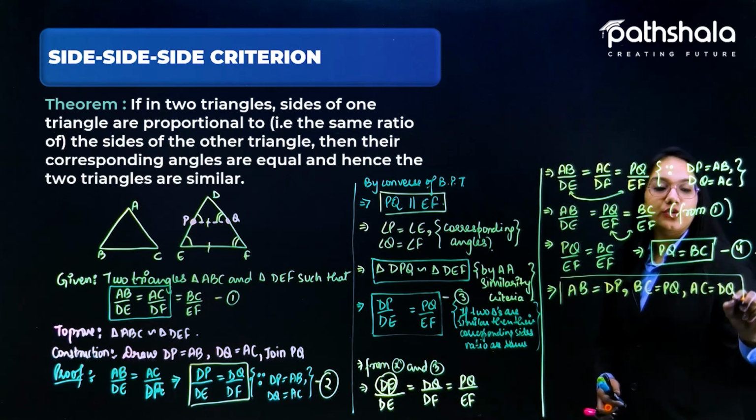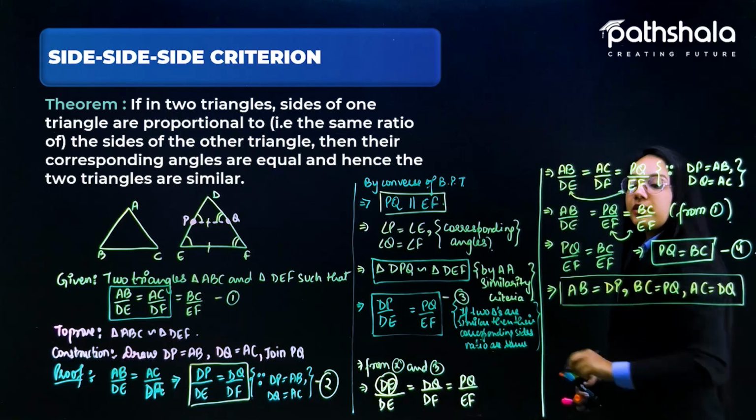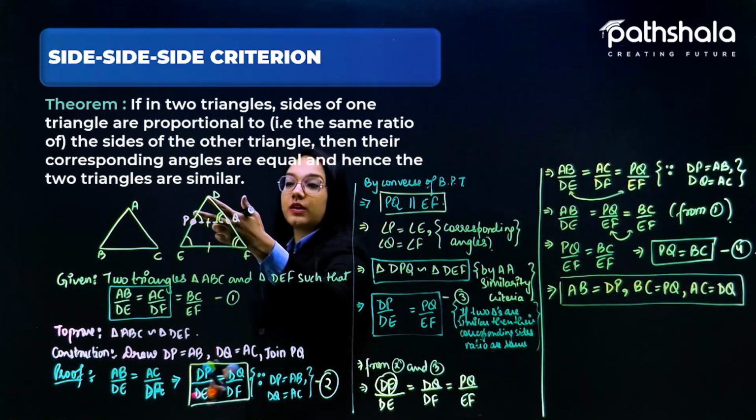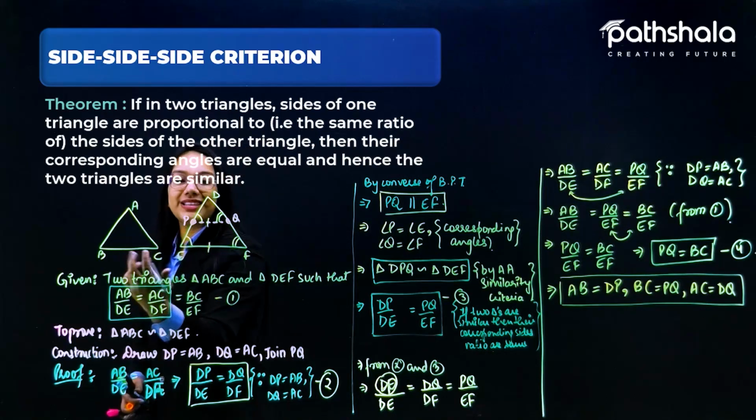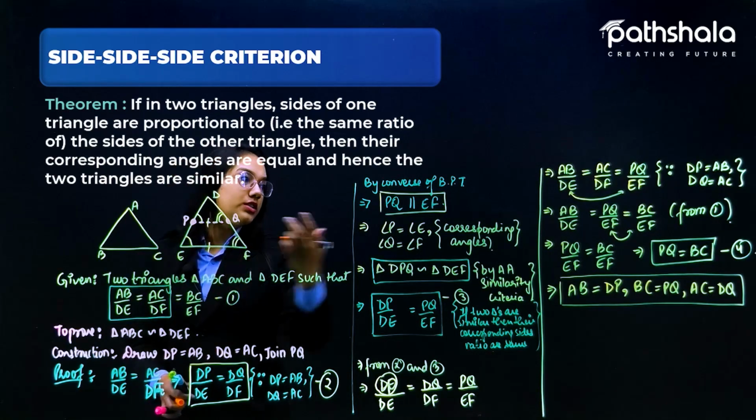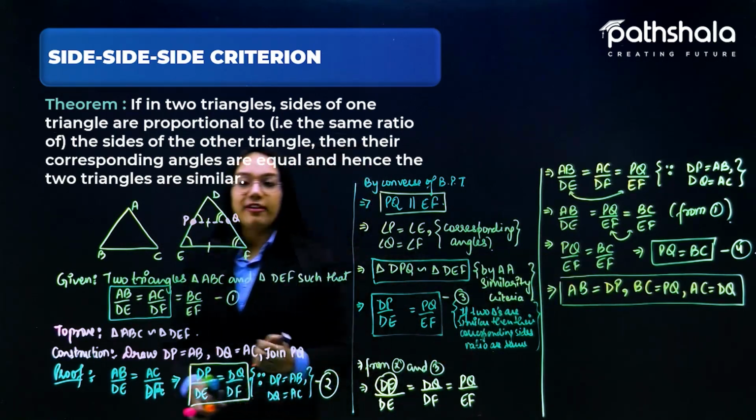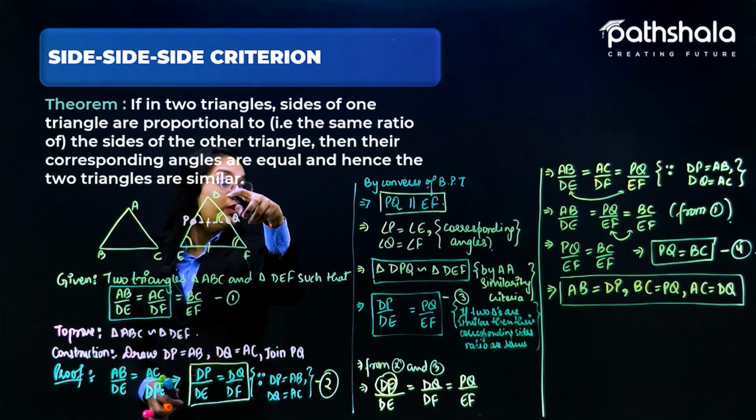All the sides of the two triangles are coming out equal to each other. As you can see, AB is equal to DP by construction, BC is equal to PQ, which we have proved in equation number 4, and further we have AC equal to DQ.